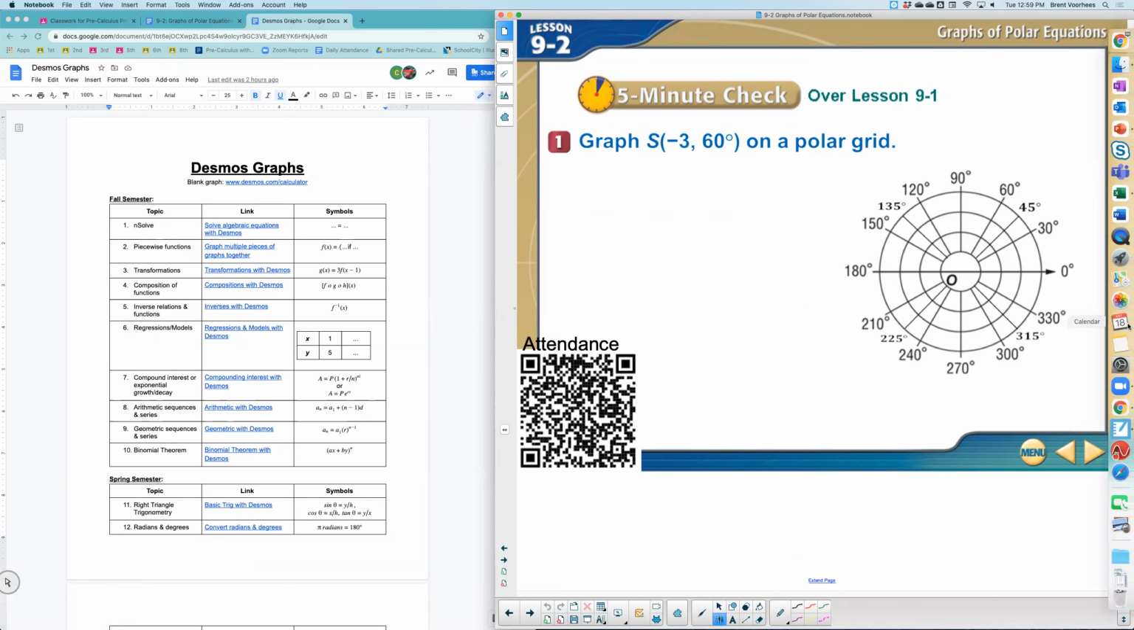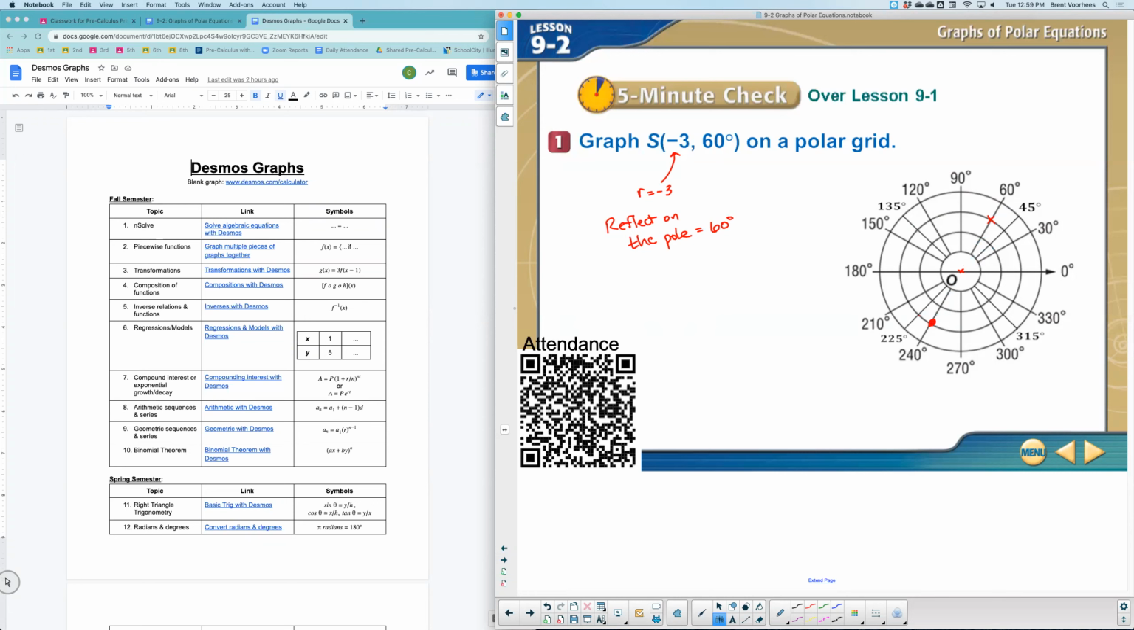And just as a reminder, what that means when you see a -3 in the spot of R, so the radius here, it seems to be -3, which doesn't make much sense. How can you have a circle with a radius of -3? What that really means is to reflect on the pole, which in this case is 60 degrees. So instead of going 3 units towards 60, so 1, 2, 3, where you might think it might be, we actually reflect and go the opposite direction. So I'm going to go 1, 2, 3, and this would be point S right there.